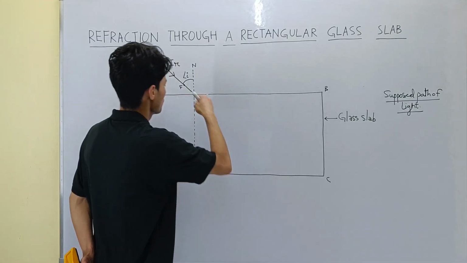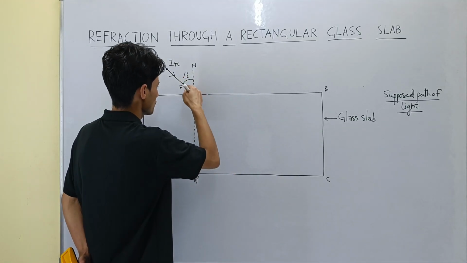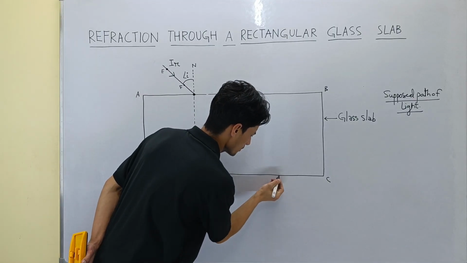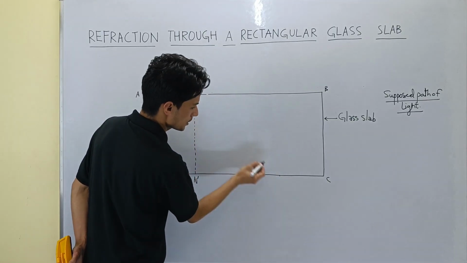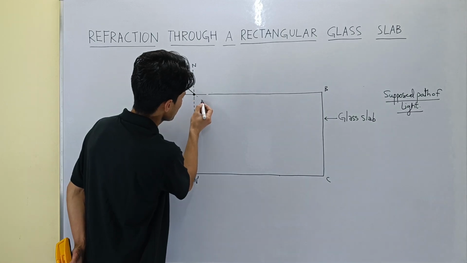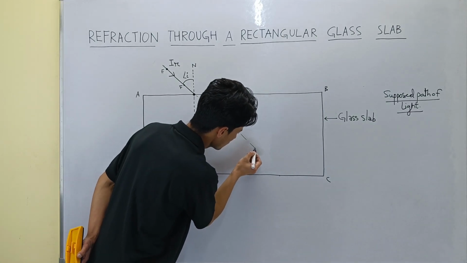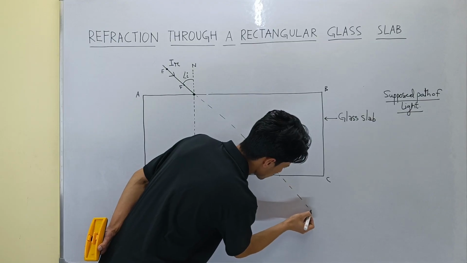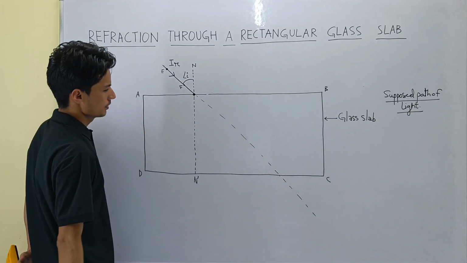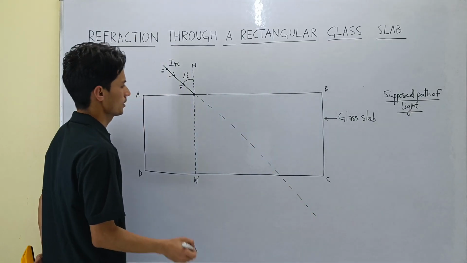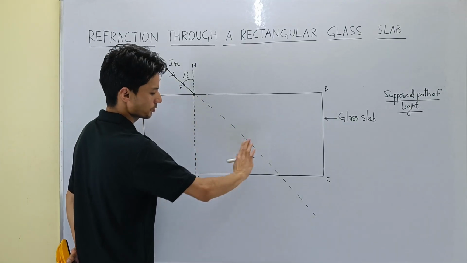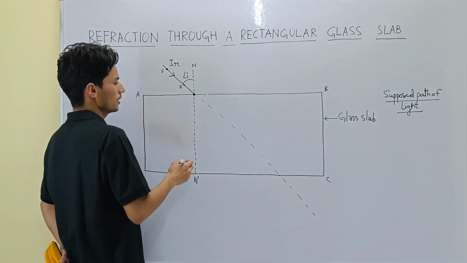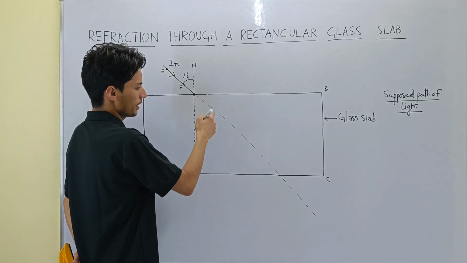So let's try to connect these two dots now. You have to do this with a dotted line, because this is just a supposed path. Don't make it continuous, just a dotted line will do. I hope it's quite straight. All right, so this is the supposed path of light. No need to write anything, just keep it like that. Later towards the end we will be needing this also.